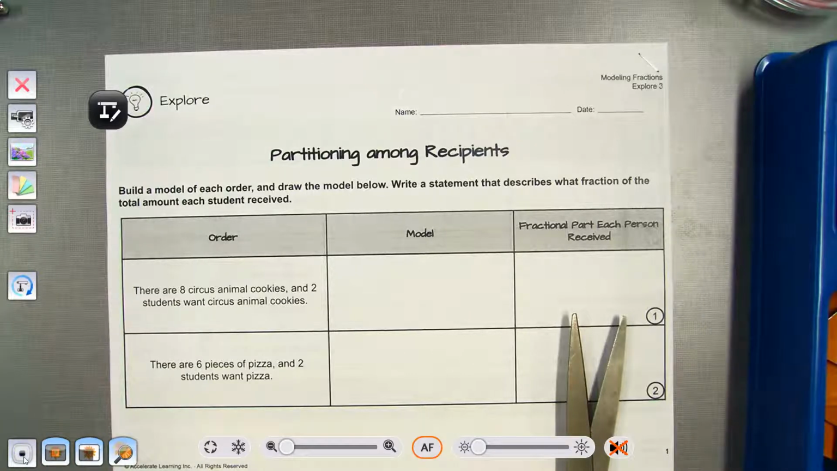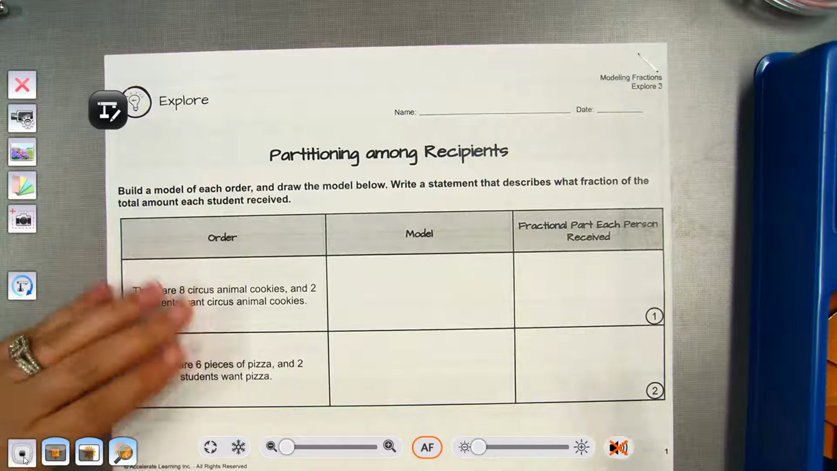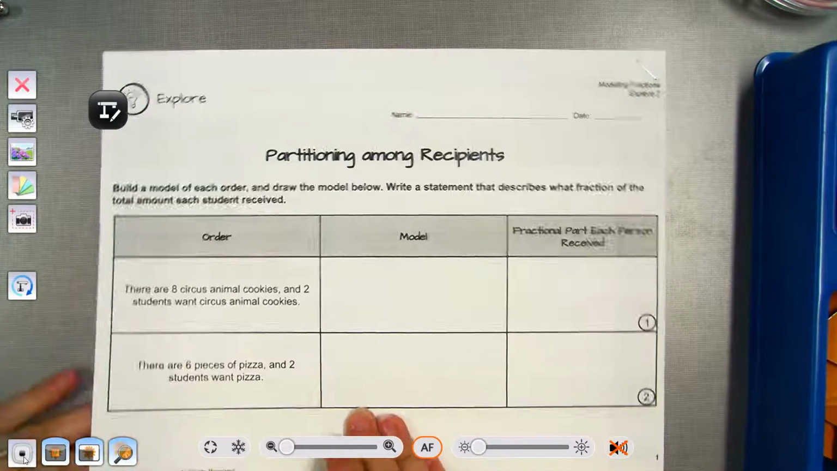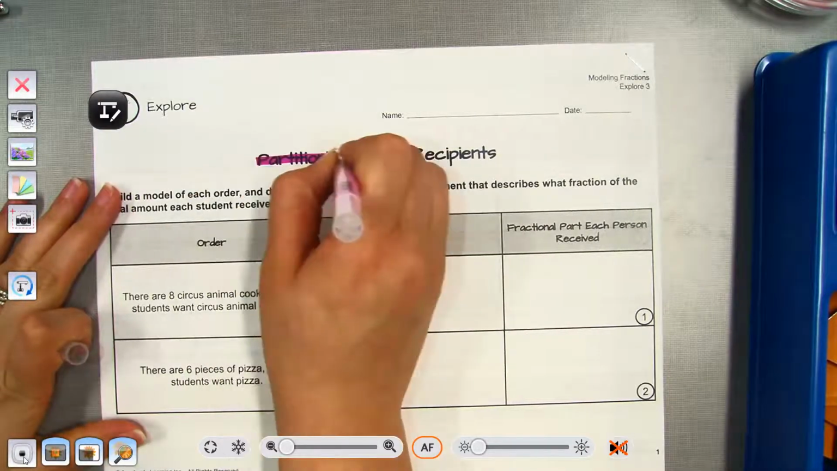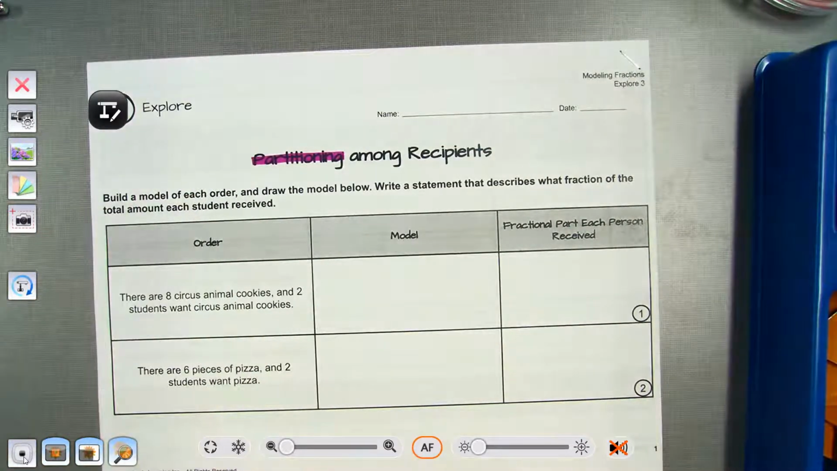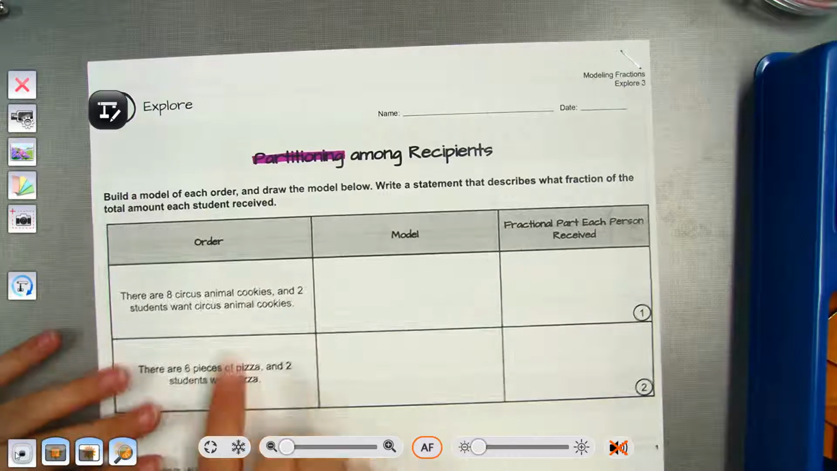Okay, so now that you have cut out your pieces, we are going to be talking about partitioning among recipients. So partitioning, guys, what that means, partitioning means where we're going to be dividing among people. So like breaking apart, dividing apart.